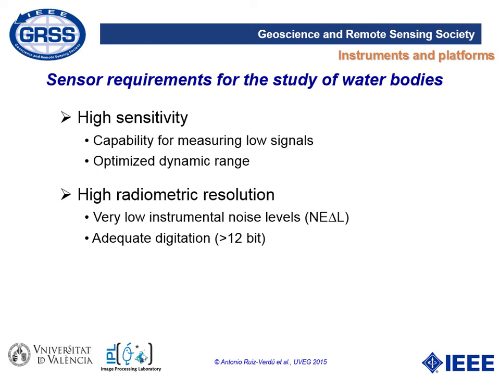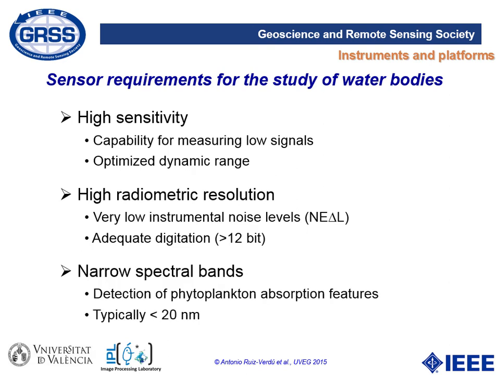Also, it should have a high radiometric resolution. That means that the instrumental noise levels, what is called the noise equivalent radiance or noise equivalent change of radiance, should be very low, and that means that the signal to noise ratios in the measurement should be high, and obviously with an adequate digitization, at least 12 bit or higher, to have a very good radiometric resolution. And also it's very important, as you saw before, to have narrow spectral bands.